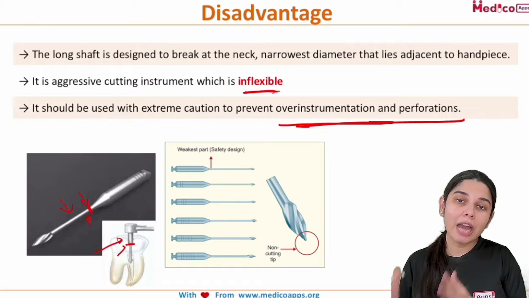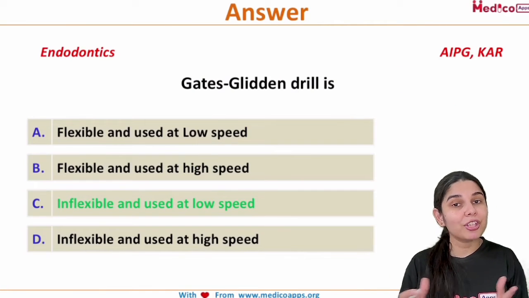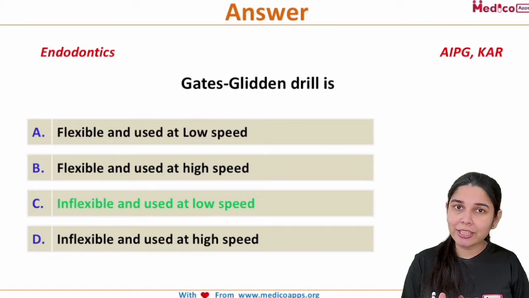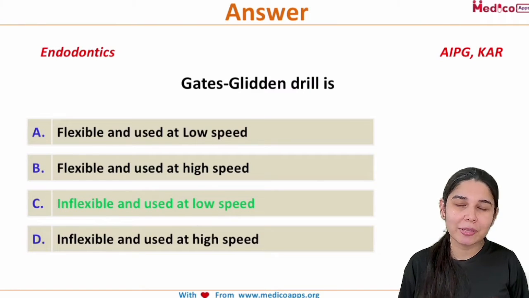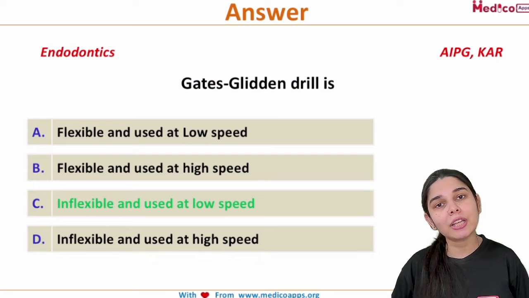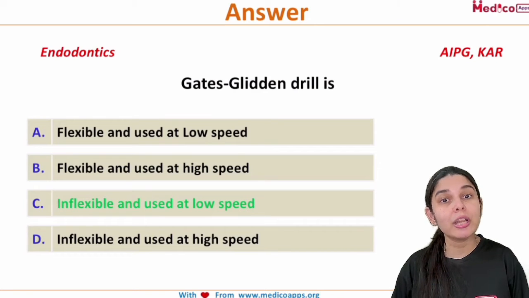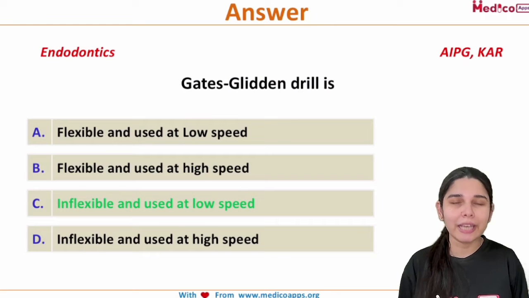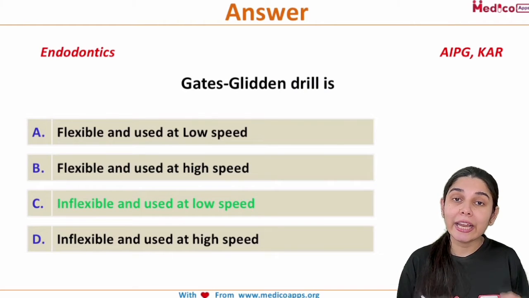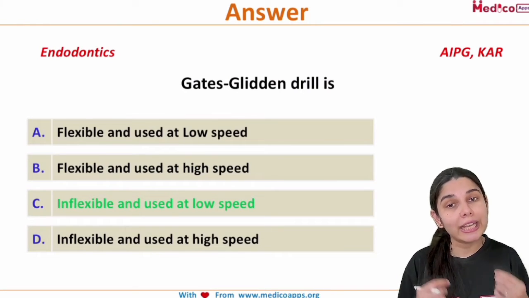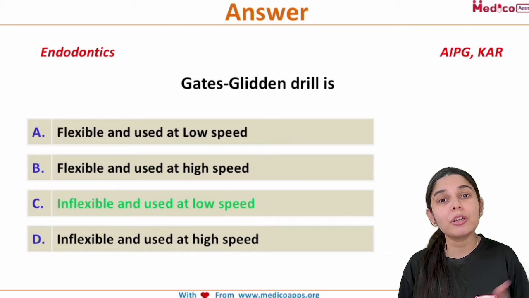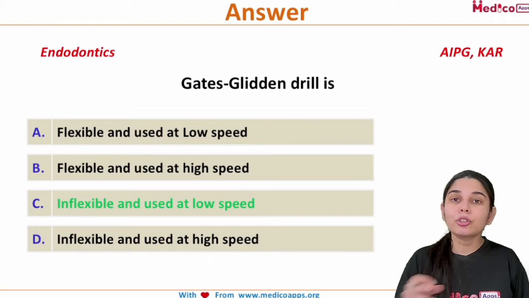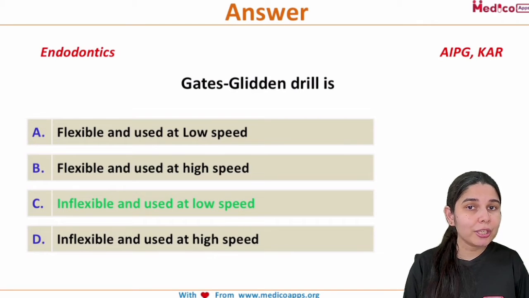So let's now resolve the MCQ which I have asked you: is the Gates Glidden drill flexible? No, it is not flexible. Why? Because there are chances of over instrumentation, and also chances of perforation. Is it low speed? Yes, it is used as an electric slow speed instrument with a rotational speed of 800 to 1200 RPM. So the first option is not right.